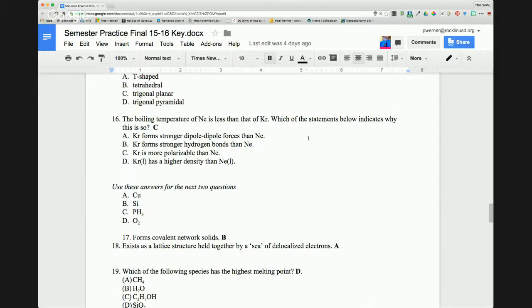This one's kind of actually cool. So krypton forms stronger dipole forces, no. Stronger hydrogen bonds, not a chance. And krypton liquid has a higher density than neon liquid. Yeah. All right, I don't really know how to describe this. I don't need to draw anything, I suppose. Basically, this boils down to the size of the atom. And neon and krypton are in the same family. And neon is very small compared to krypton. Or I should just say krypton is larger than neon, because they're actually not that far apart.